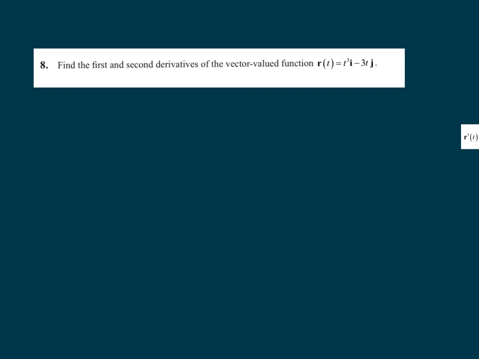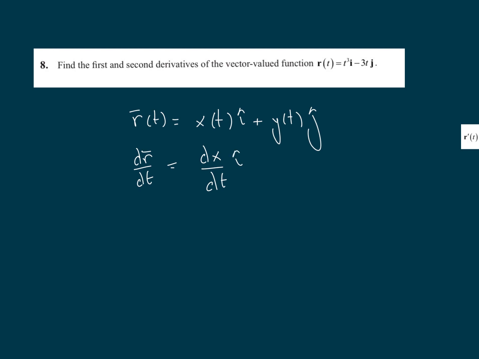Now let's do problem number 8. Find the first and the second derivative of the vector value function. So we have r of t, which is x of t i plus y of t j. And what is r prime of t? r prime of t is the derivative of r with respect to t. And what is that? It is the derivative of x with respect to t, i, plus the derivative of y with respect to t, j.